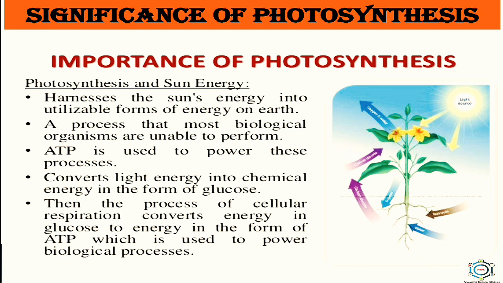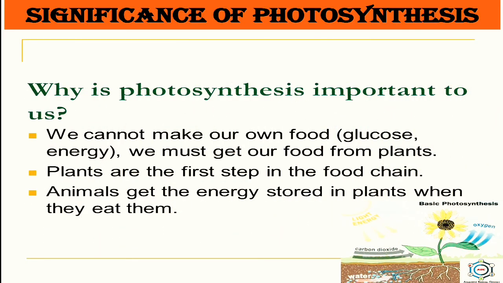most biological organisms are unable to perform. ATP is used to power these processes and converts light energy into chemical energy in the form of glucose. Then, the process of cellular respiration converts energy in glucose to energy in the form of ATP, which is used to power biological processes. Why is photosynthesis important to us?